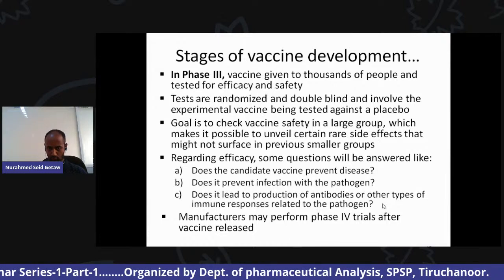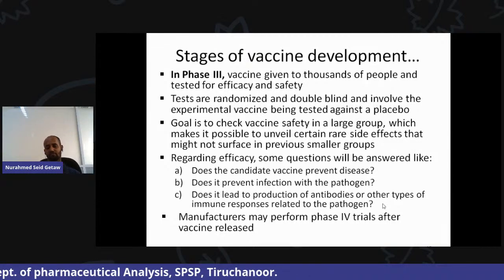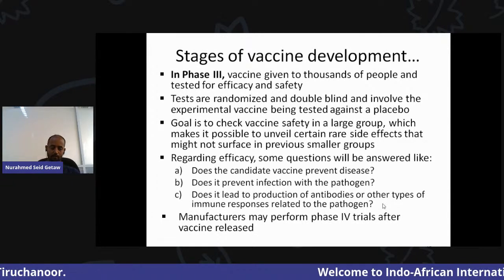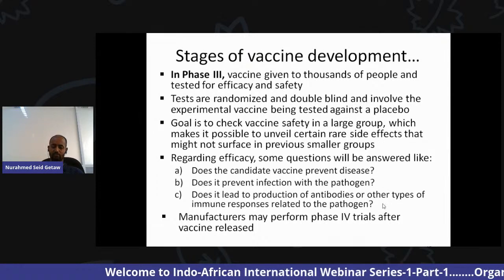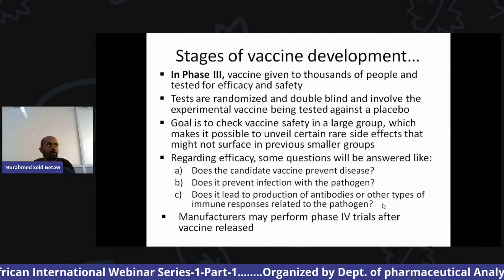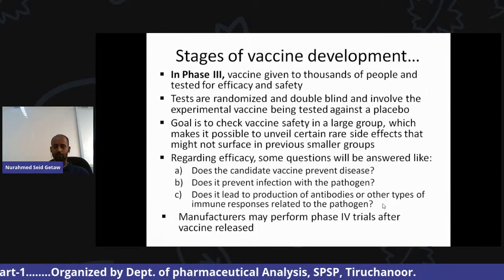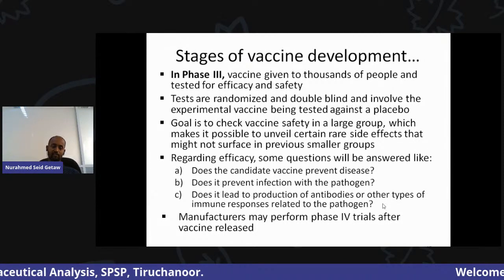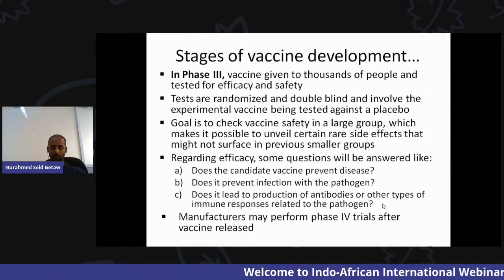And the main goal will be to evaluate the vaccine safety in a larger group in an effort to surface or unveil some rare adverse events. So there are side effects, particularly which may happen in like 1 in 10 or 20,000 individuals. So in order to see the extent and the type of those adverse drug events, this is very instrumental.